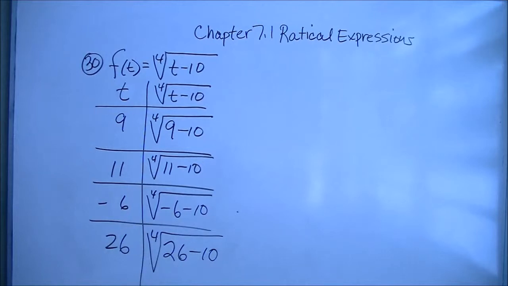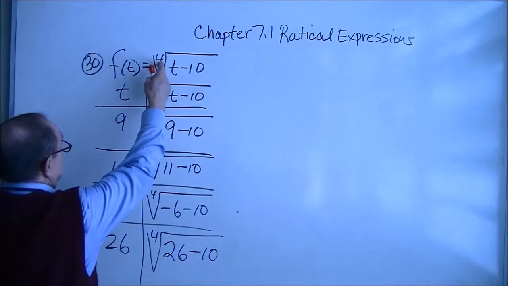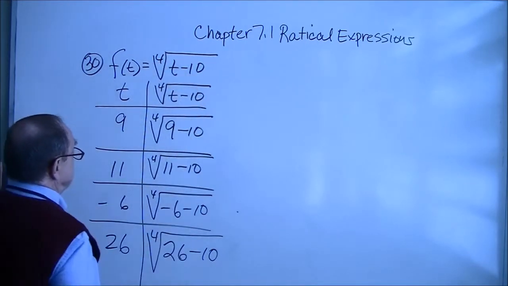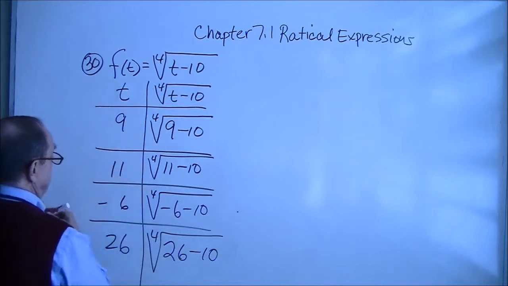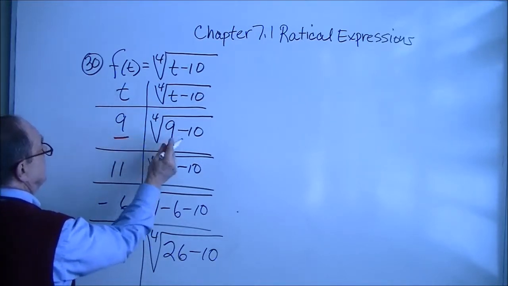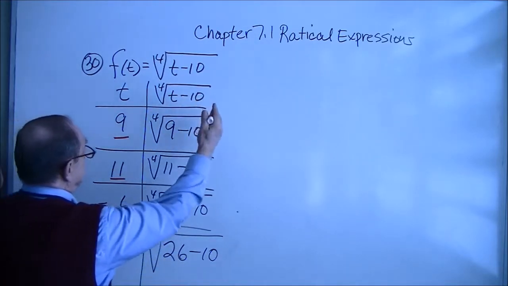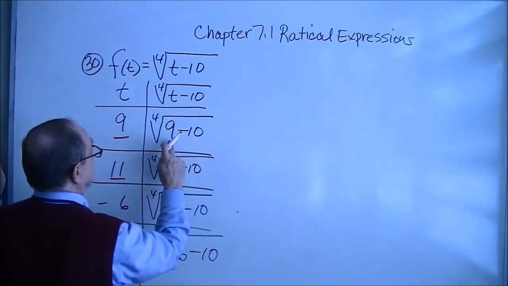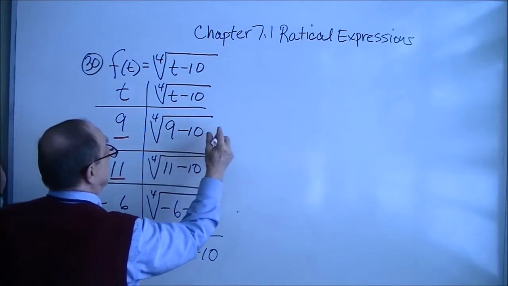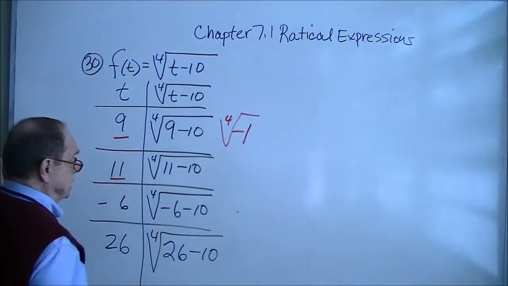Going on to another function problem. Here we have f of t is such that the fourth root of t minus 10. So I made it into a little chart to help organize the data, and we're going to put our value in there. So now we just calculate. So this is going to be 9 minus 10, which gives me the fourth root of negative 1.